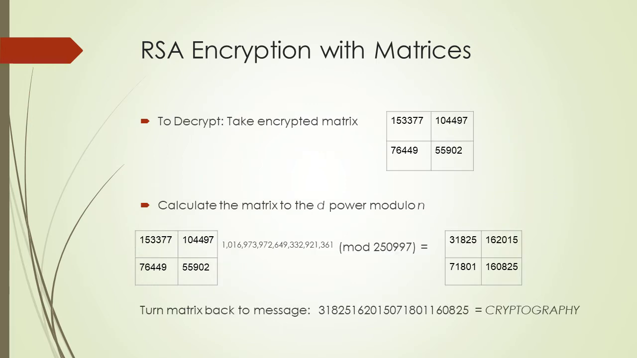To decrypt, you will need to take the encrypted matrix, which here is just 2 by 2. It was easier than doing a full large matrix for a longer message. To calculate this, you will need to use the power D mod n. So you will take your encrypted matrix to the power of 1.01 times 10 to the 21st, mod 250,997, which will then give you your original matrix that you had. And then here you can just plug it back in, reorient all the numbers to the proper order, and you'll come out with your original message that you had before.